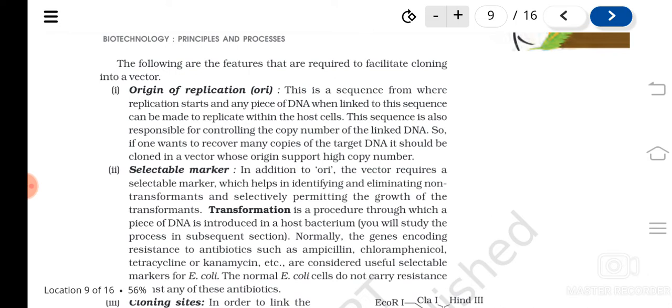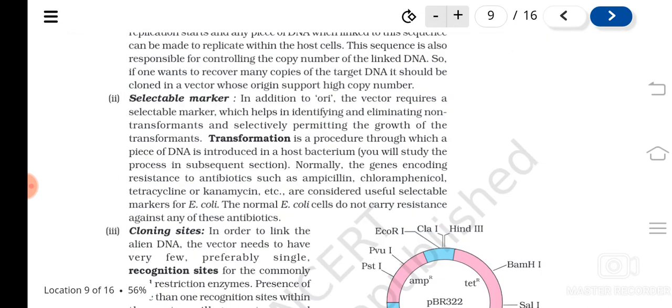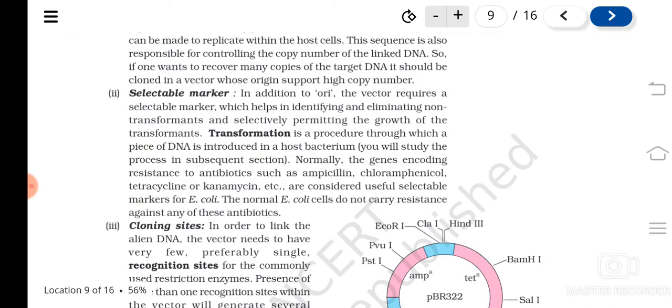So if you want a number of copies, what are we making these copies for? Because once the gene is isolated, if you add it into a vector, as the vector replicates, you will get a number of copies. Otherwise, you have to do all the steps again from the beginning: cutting, isolating. So it's not wise, isn't it? Once the gene is produced, we can get a number of copies if we add it to a vector with an origin of replication which supports a high number of copies. Understood? Then next what we need is a selectable marker.